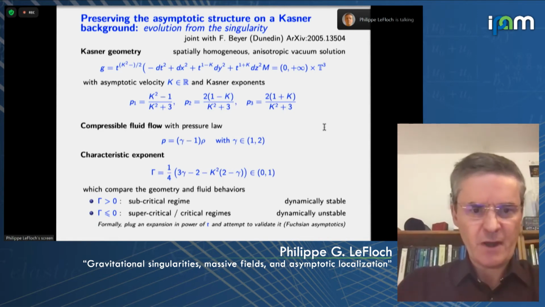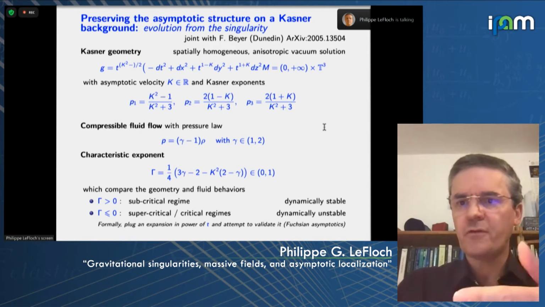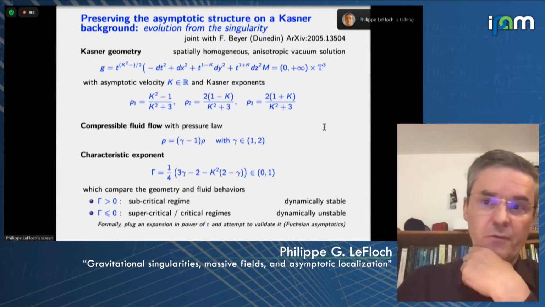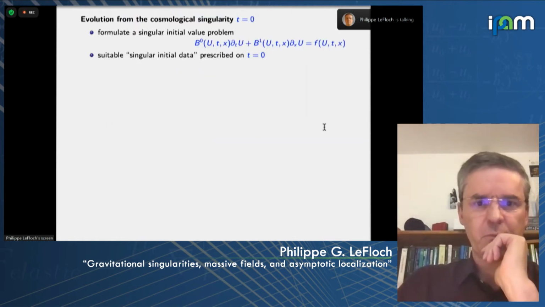Maybe before that, let me emphasize that the way we figure out this parameter, big gamma, is by plugging in a certain expansion in powers of t. That's what you expect, a certain power of t behavior, and we attempt to validate it. By trying to validate it and to make sure that the right-hand side source terms are small, we found this condition on this exponent.